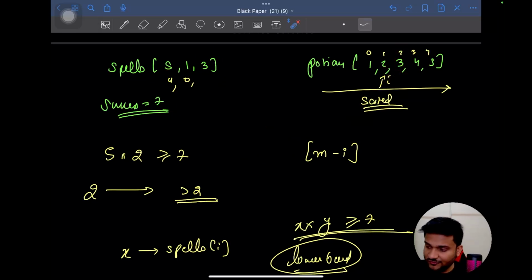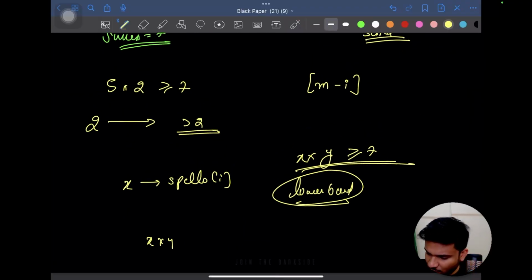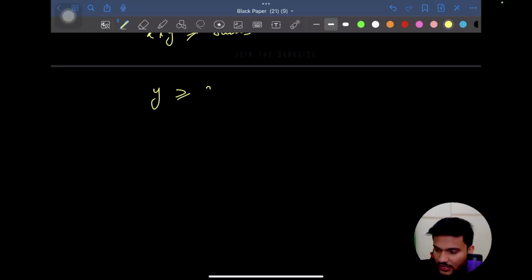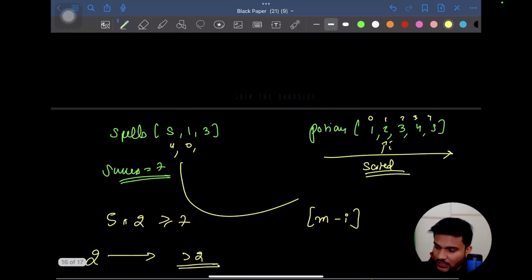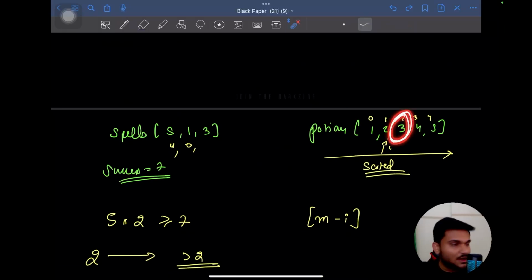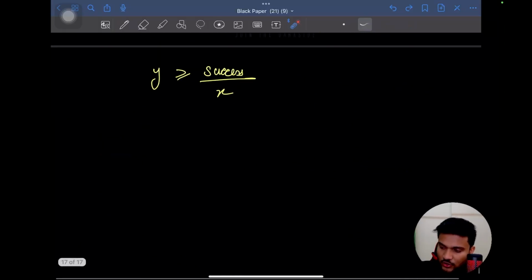And whenever you want to find the first value greater than or equal to something, lower bound can actually help us. So you can say you want x into y to be greater than or equal to success. Yes or no? You want to find x into y greater than or equal to your success value, right? If you want x into y to be greater than or equal to success, then you want y to be greater than or equal to success by x, right? You want y to be greater than or equal to success by x. So can I say I need to find the first value greater than or equal to success by x? And if you want to get a first value greater than or equal to something, you can take a ceil value of it, right?